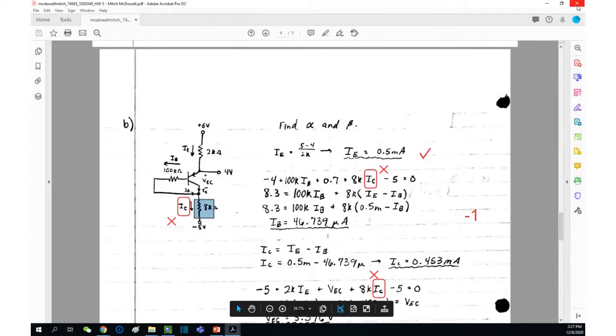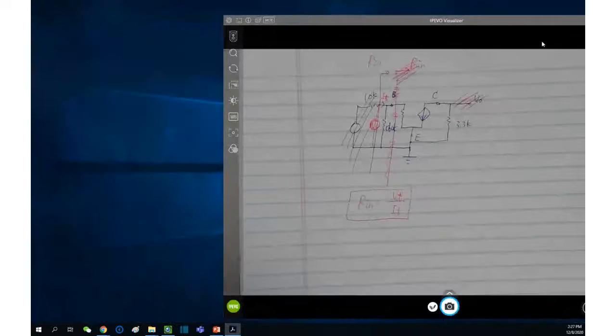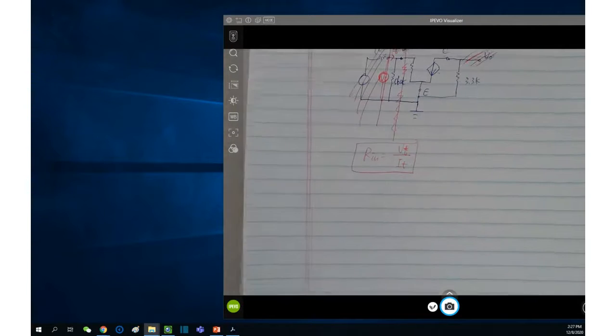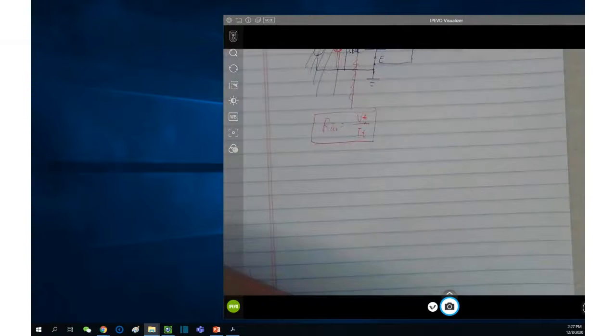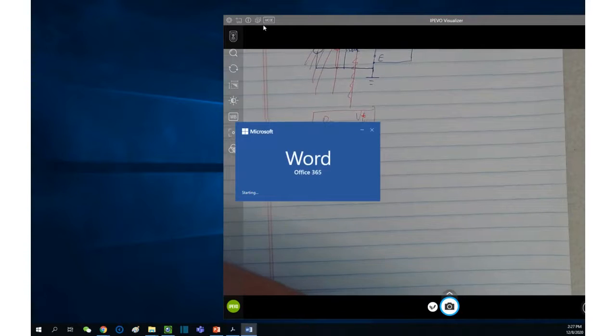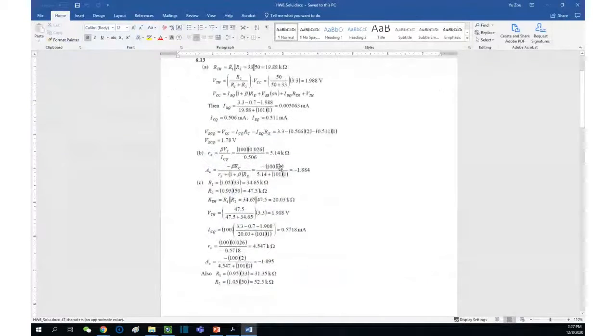This is the homework 5. Homework 6. What is homework 6 actually?